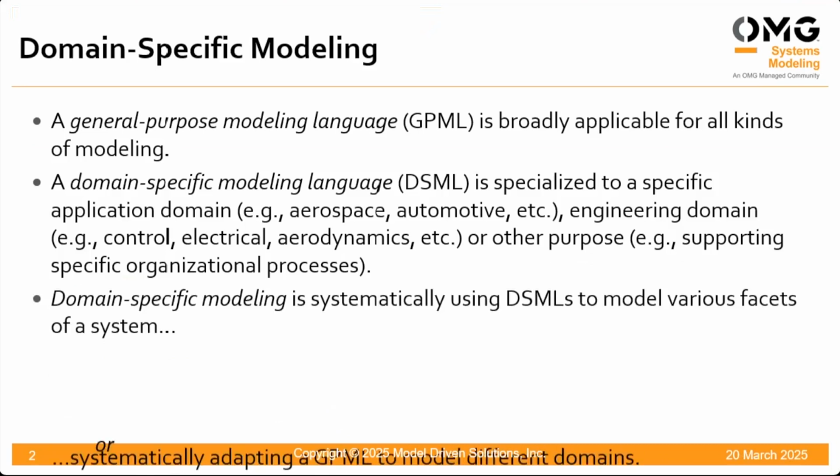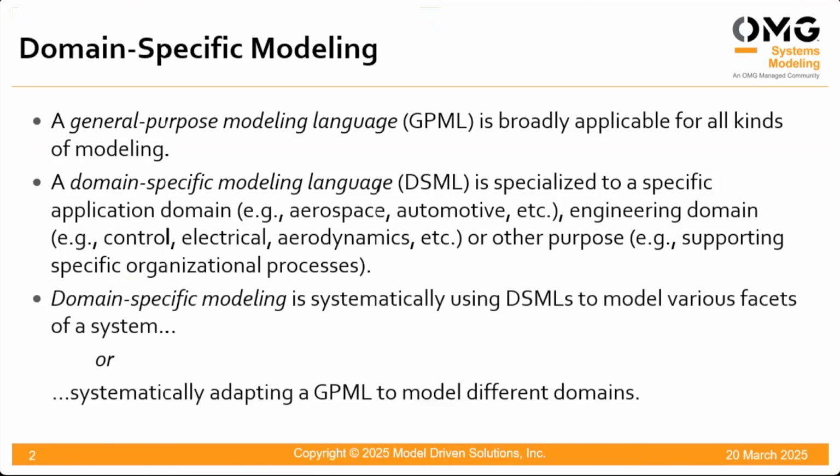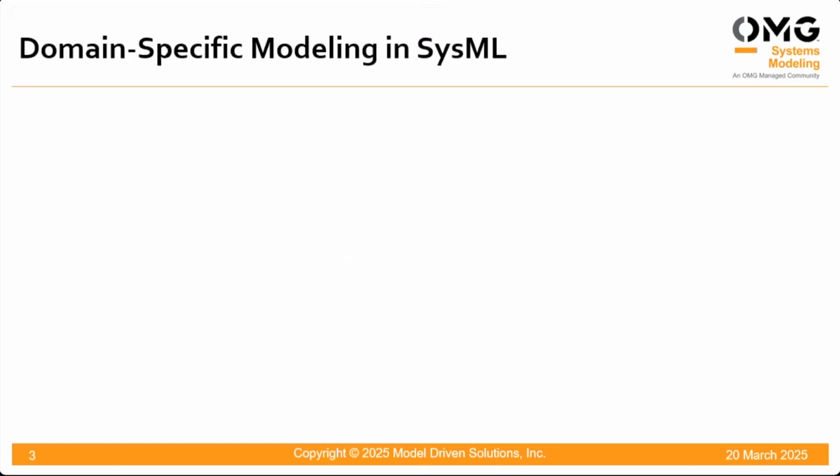But I'm going to add an or in here. Or you can do the same thing by systematically adapting a general purpose language to model in different domains. That is a common way to do it in the domain-specific programming language community, and it is also a common thing to be done in especially the UML and especially the SysML v1 communities, and I want to talk about how we do that in v2. So let's talk about domain-specific modeling in SysML.